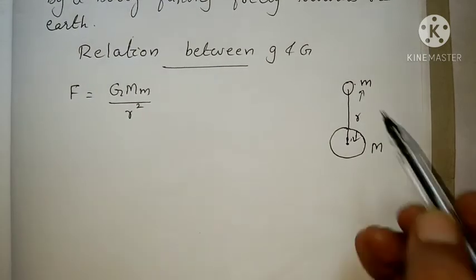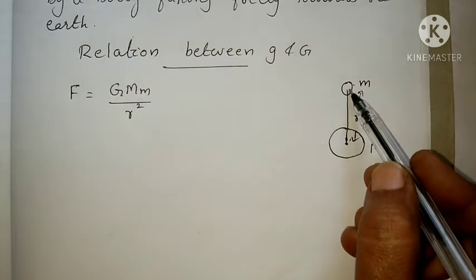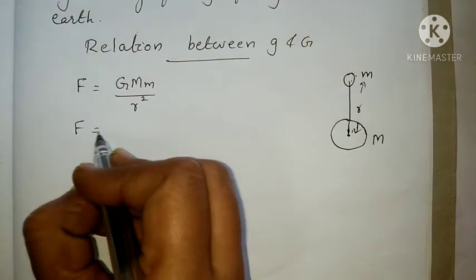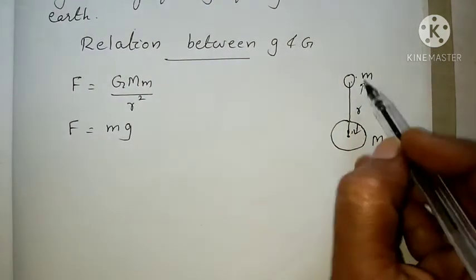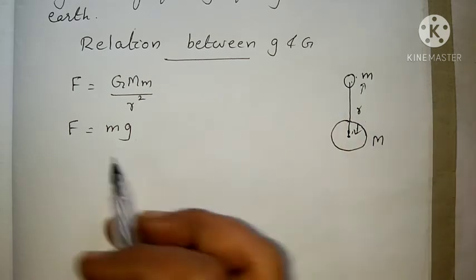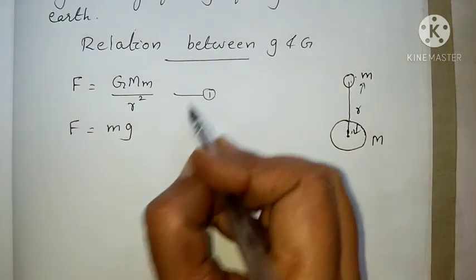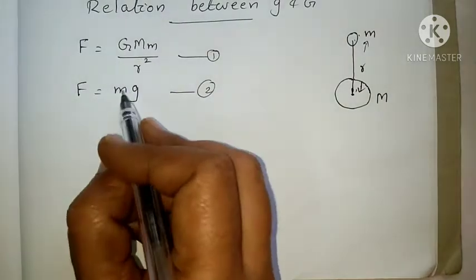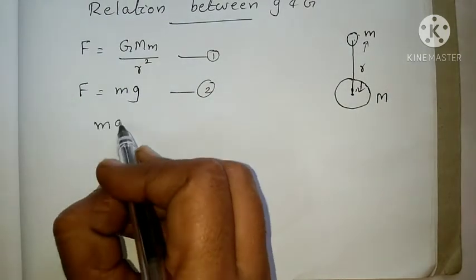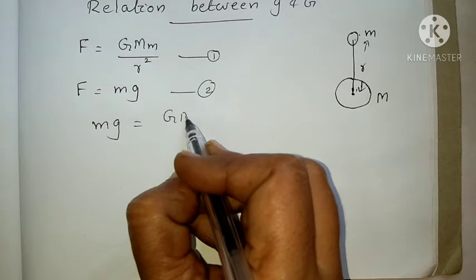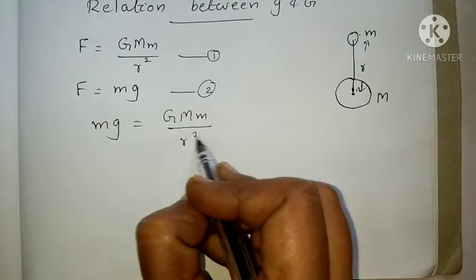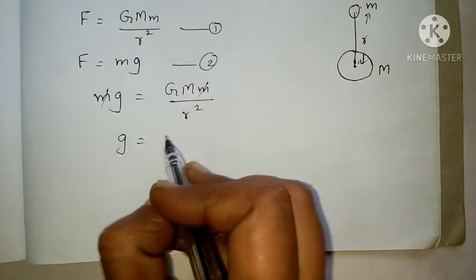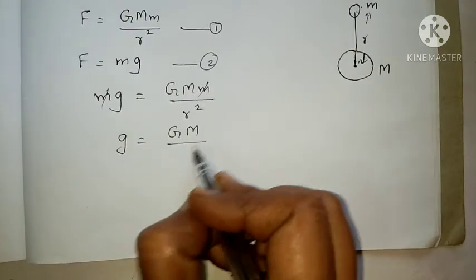Then what is the force acting on mass m? That is equal to what? F equal to mg. The force acting on the mass m, that is the weight of the body, is equal to mg. Equation number 1 and equation number 2. Then equate these two equations. Since these two are equal, mg equal to G M m by r square. Then m and m we can cancel, then small g equal to G M by r square.